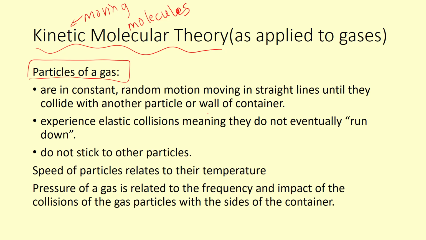Okay. So the gas particles are in constant random motion, moving in straight lines till they collide with the particle or wall of a container. They experience elastic collisions. They don't eventually run down. They just hit and bounce back, not lose their energy, not slow down. Okay, they just bounce back. Right? That's what an elastic collision is, and they don't stick to other particles. It's our theory. So their speed relates to their temperature. Right? Pressure relates to how often particles collide with the sides of the container.